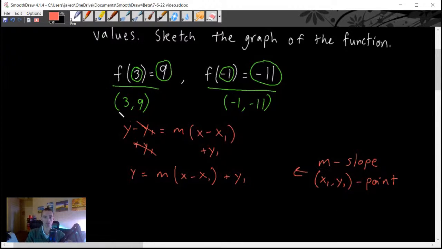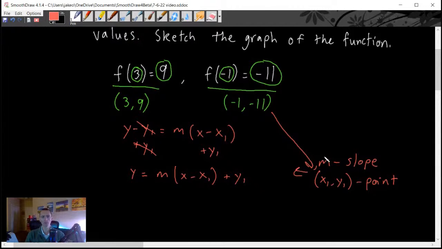So in this case, we know we have 2 points. If we're trying to figure out how to fit these 2 points into the point-slope form, we will be able to use either one of these points as the x1, y1 point in our line. It doesn't really matter which one you pick. I'll get into that a bit more in a second.